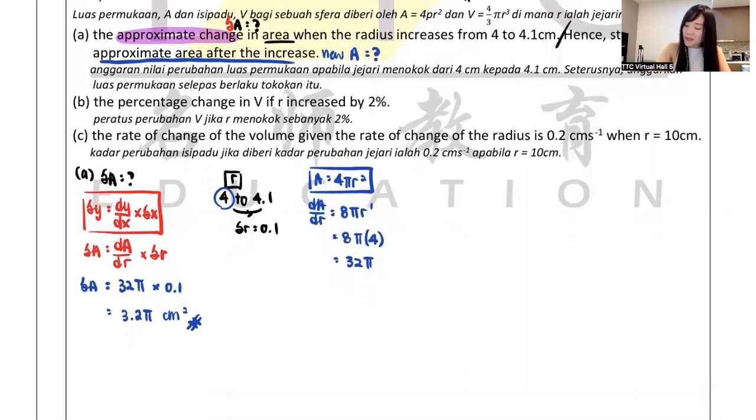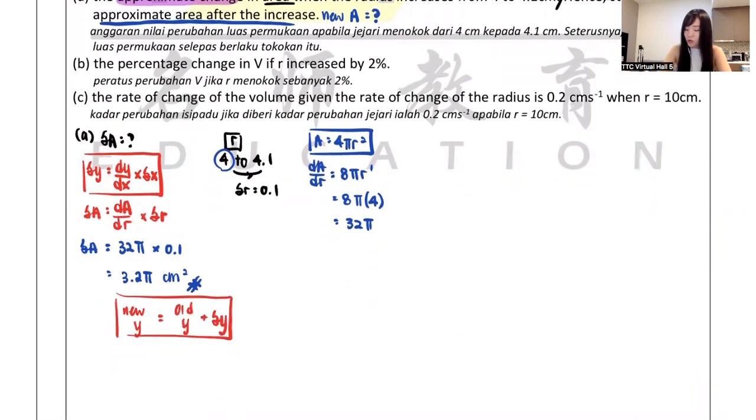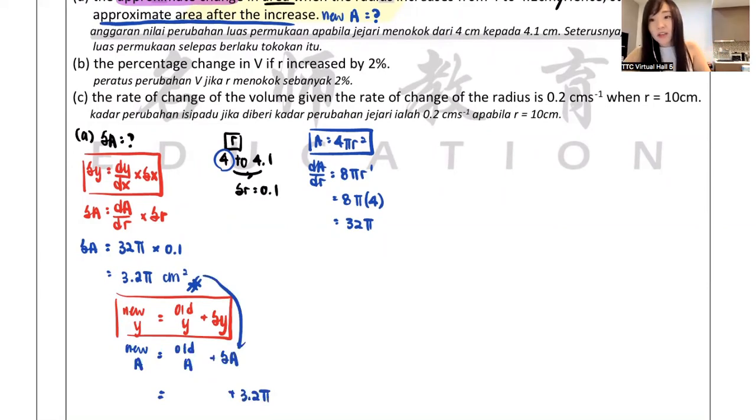Correct? Anyone still remember the formula I taught you? How do you find new y? New y equals, very good, old y plus delta y. Good. Isn't it like that? Correct? Now, you want to find the new area. Then it's old area plus delta A. Make sense, right? Then, my dear, the delta A, you guys already know, is 3.2 pi. Then the problem is you must have the old area.